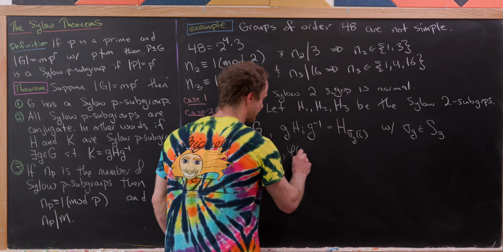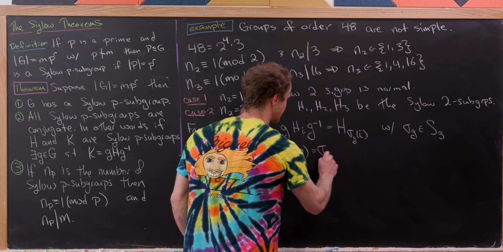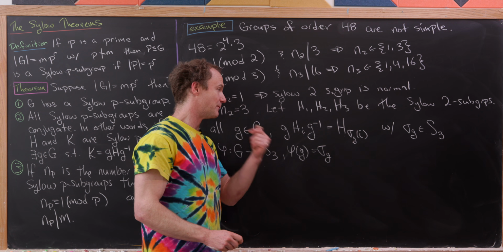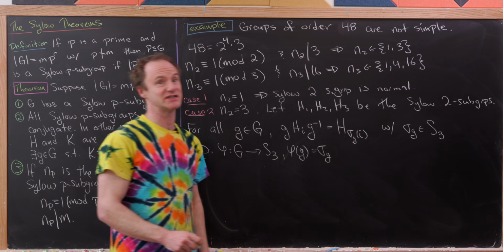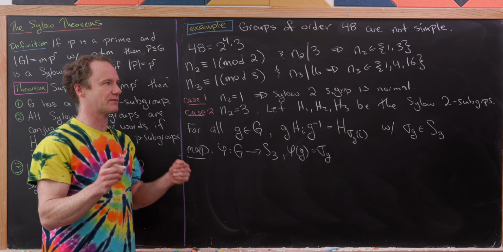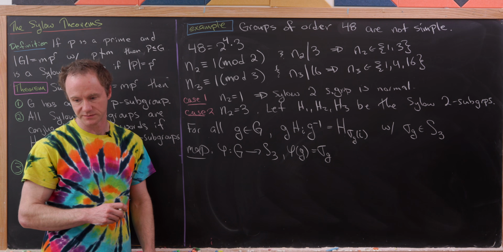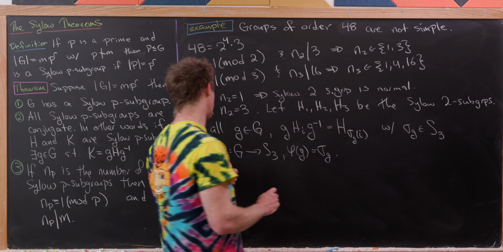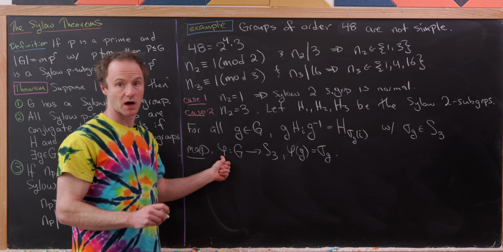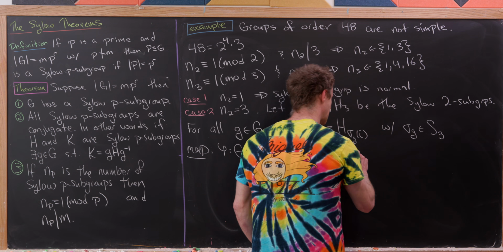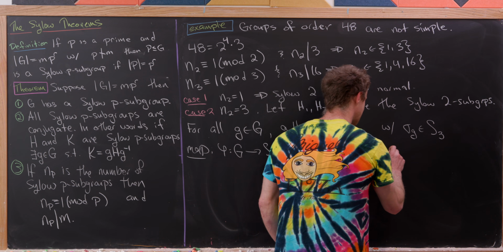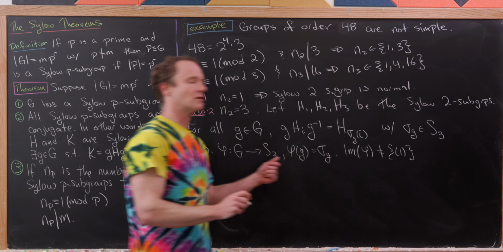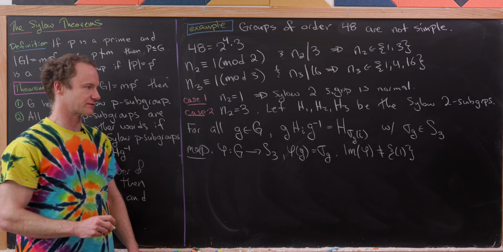And the map is simply defined by phi of G is equal to sigma G, where again, sigma G is defined by how this element G conjugates and permutes the Sylow 2 subgroups. Okay, cool. So now let's first notice that this map phi is non-trivial. In other words, the image of phi is not simply equal to the identity element in S3. Recall that we would write the identity element in S3 like that.